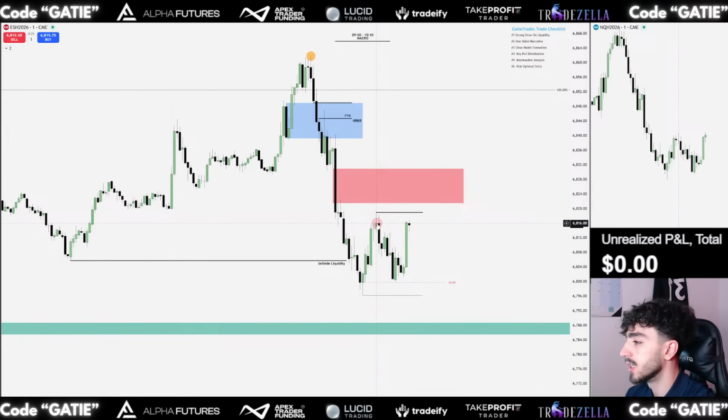Good to know that it would have stopped us out here and here. So it's good that we moved our stop loss. Could have maybe moved it a little bit lower. Probably not. I think that was perfect.